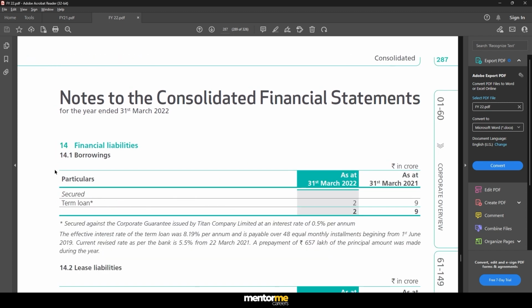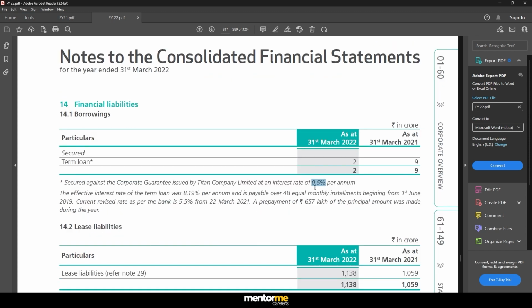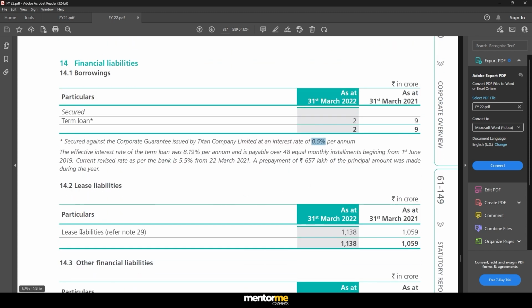Okay, so you can see here 14.1, which is the 2 crores, is nothing but secured against the corporate guarantee issued by Titan Company Limited at an interest of 0.5% per annum. So absolutely non-existential. The effective interest rate of the term loan was 8.19% and is payable in 48 equal installments. But this has already been paid in FY23 when we look at the Q4 update. So there's nothing much we can do about this. But let's look at lease liabilities.